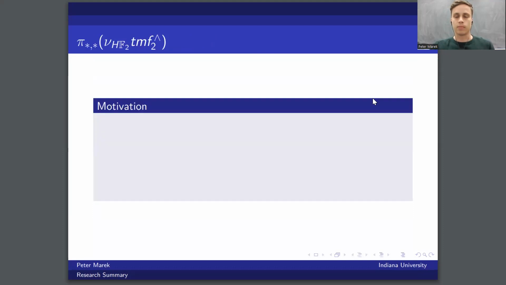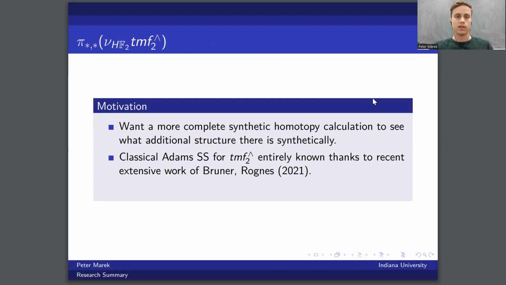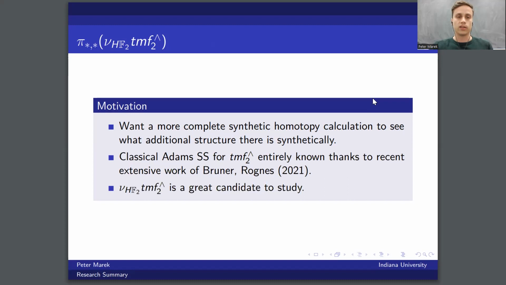Okay. And now I'd like to talk about my particular research in this area. So the motivation for the calculation I'm going to talk about, which is new, of tmf, is that it is one of the more complete synthetic homotopy calculations, to see what additional things are going on synthetically. And we know the classical Adams spectral sequence for tmf, the 2-complete tmf, entirely thanks to work of Bruner and Rognes. So this would be a great candidate to study more about synthetic homotopy.